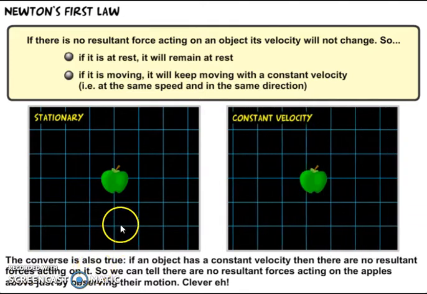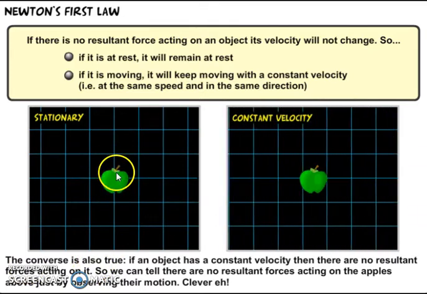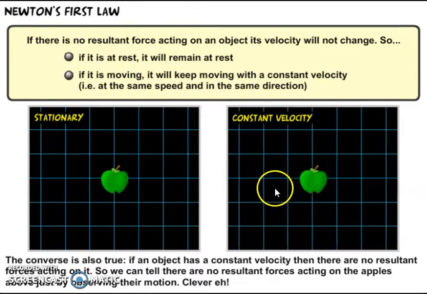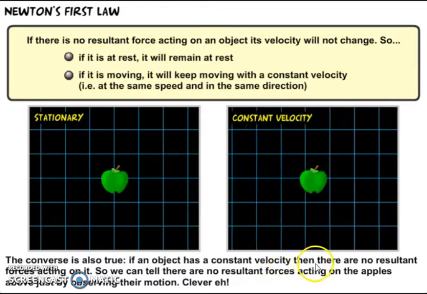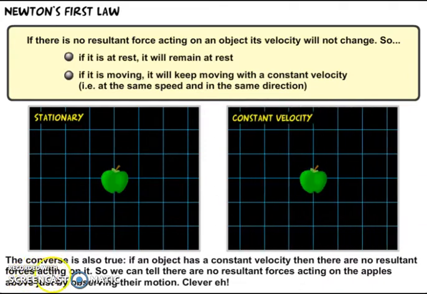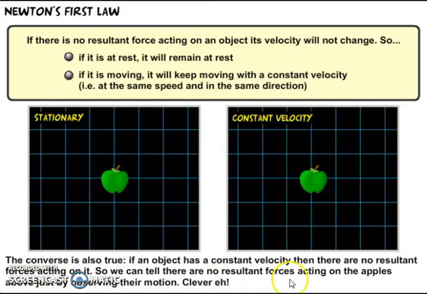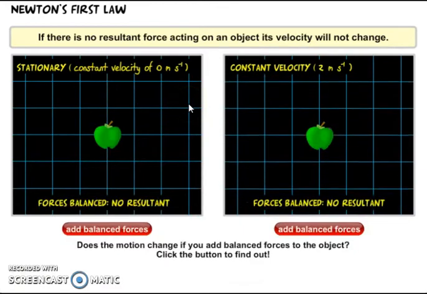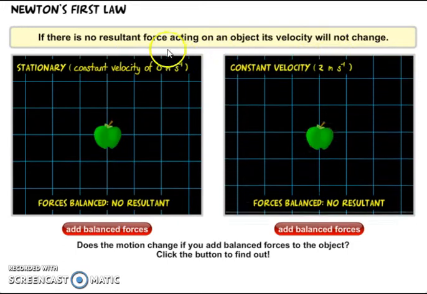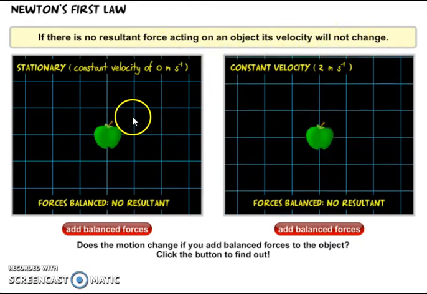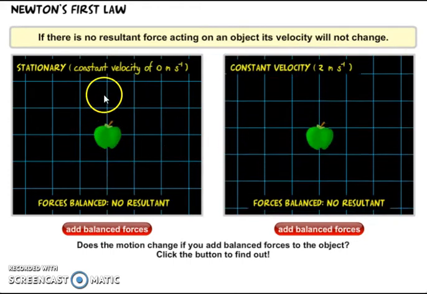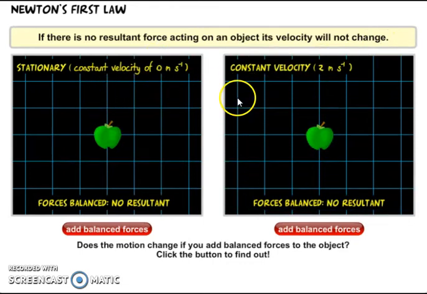What do we mean by that? If I see an apple at rest, or an object moving at constant velocity, we know straight away that there is no resultant force. We can tell that. Clever, eh? To illustrate that idea again, in these two apples, one is at rest and the other is moving at constant velocity. So both of them are at zero acceleration.